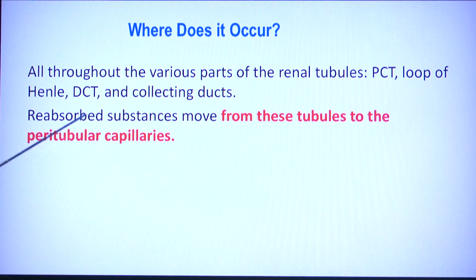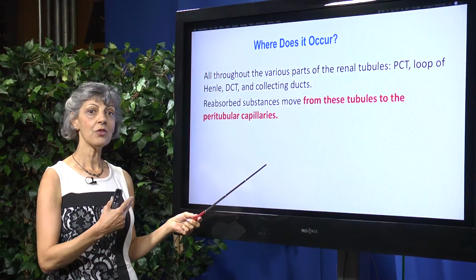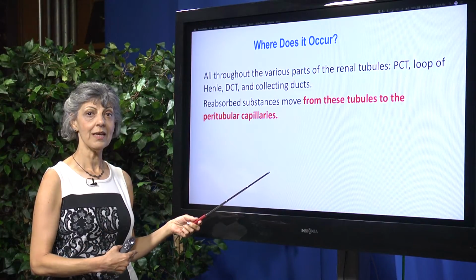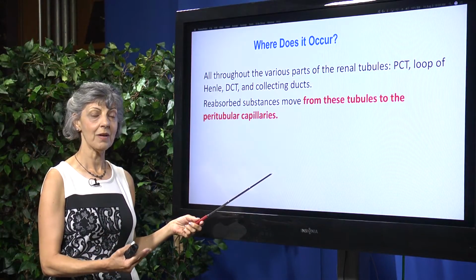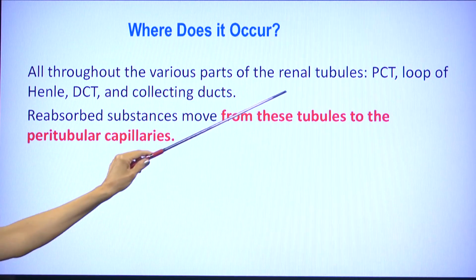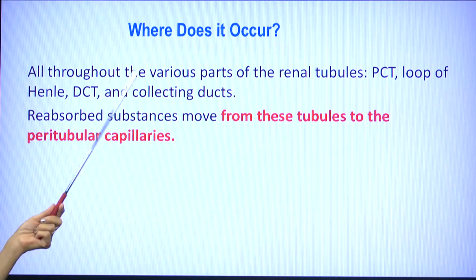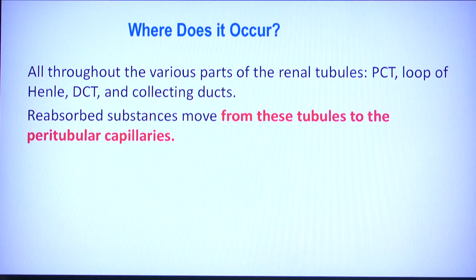Why do we call this reabsorption? Because the first absorption has occurred when we eat and digest substances and they reach the alimentary tract. We absorb these from the stomach and the small intestine, and they go into the blood. So now from the blood, once they are filtered, we absorb them a second time, and this is where the word reabsorption comes from.